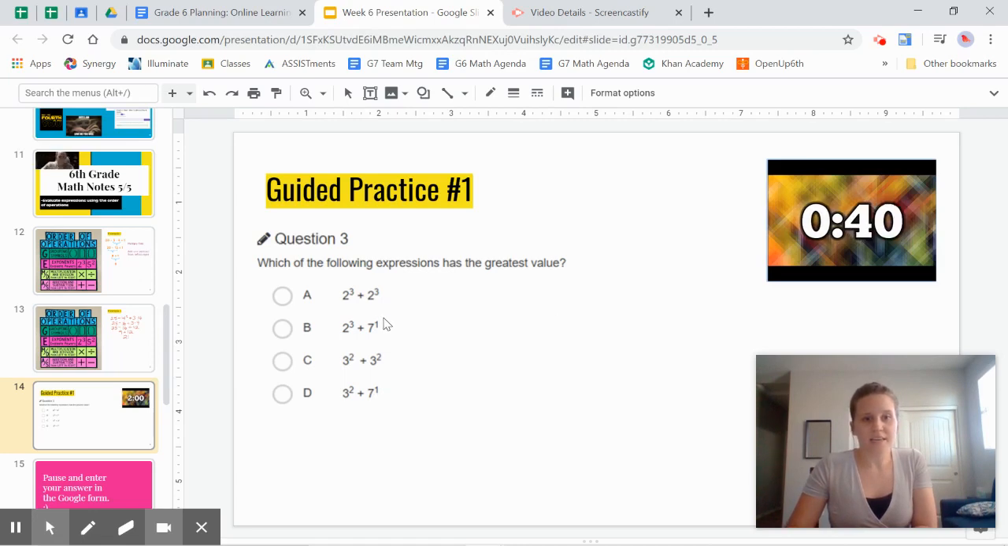You may have noticed in answer choice B and D, you see 7 to the power of 1. That just means 7 times itself 1 time. The value of 7 to the first power is just 7. Keep working, 25 seconds left.